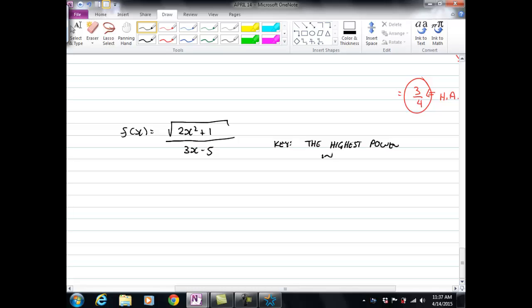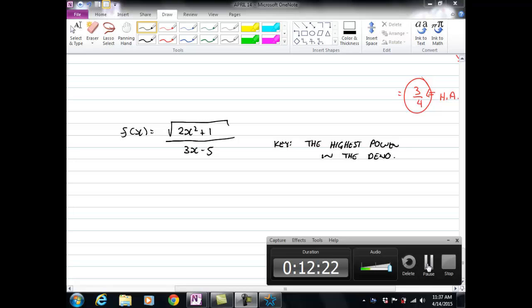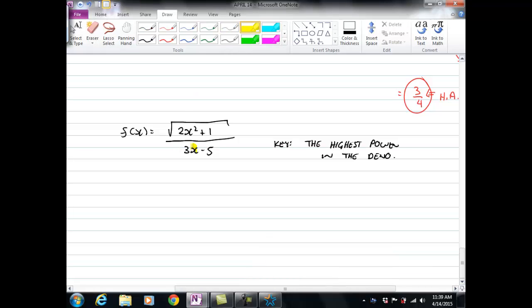In the denominator, that's the key. I don't look for the numerator. I'll focus on the denominator. If I look at the denominator, so here's a hint. The denominator is x, so I'm going to divide everything by x.